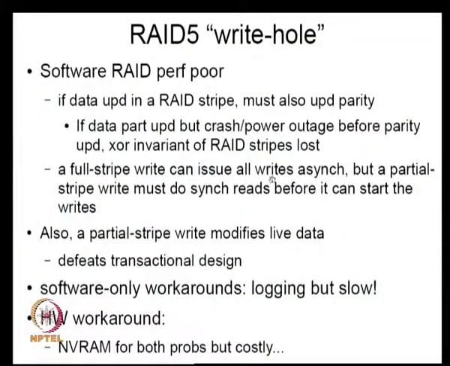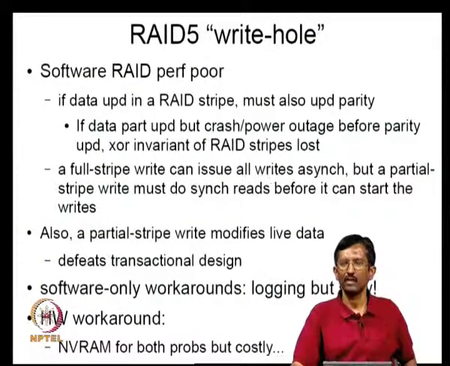The other thing is, the reason why it is good to always do full stripe writes is that you can do all the writes asynchronously. As long as you are able to recover from any problems that occur, you are okay. But the problem with the partial stripe write is that you have to do a read modify write cycle. That means you are going to have to read it first. That means the read latency is very much in your path. So it is going to be very slow. So the performance is poor.